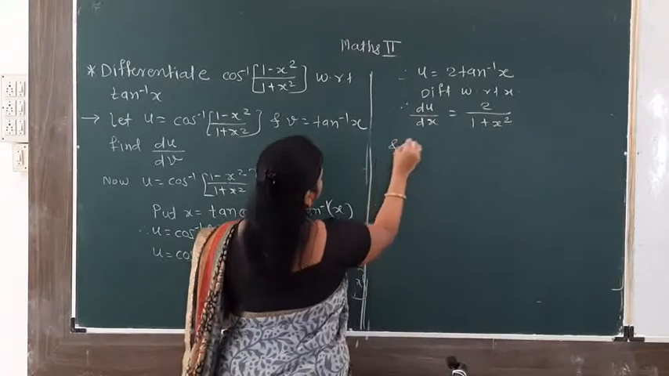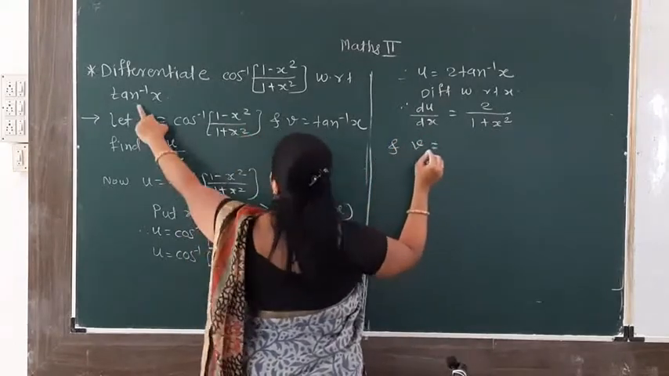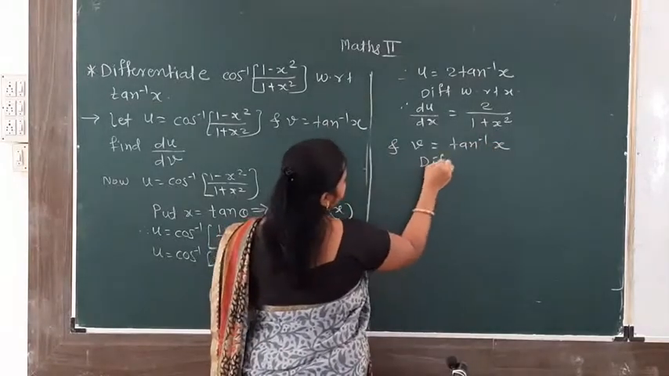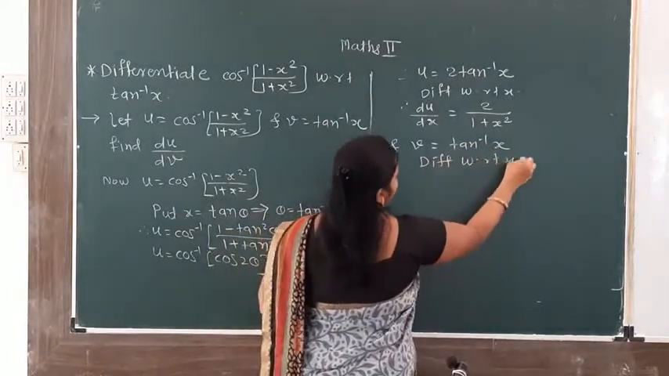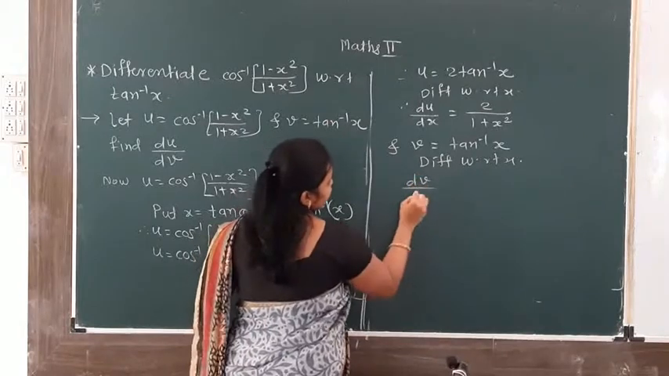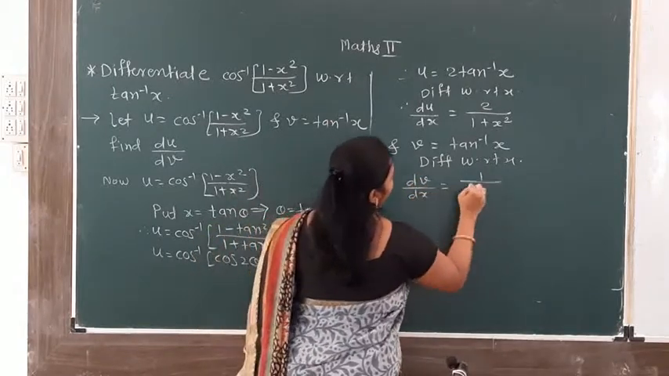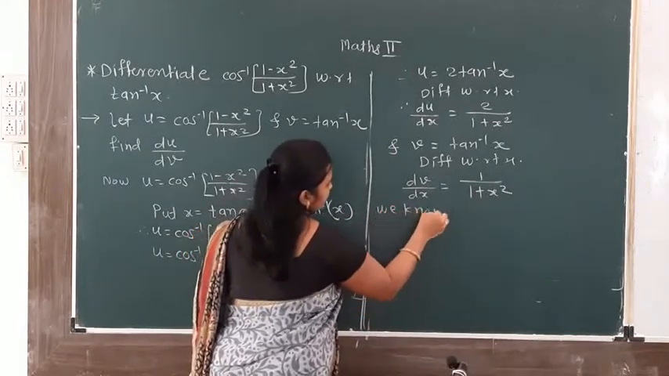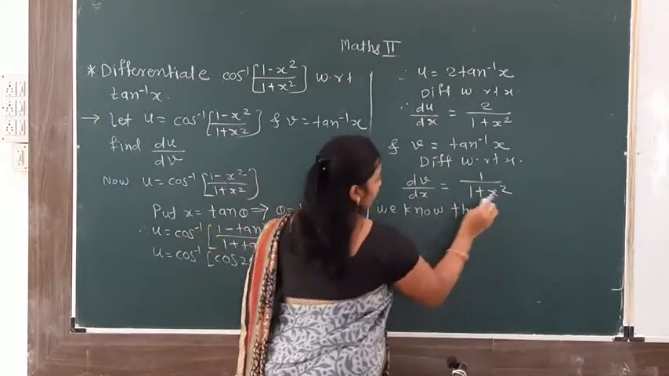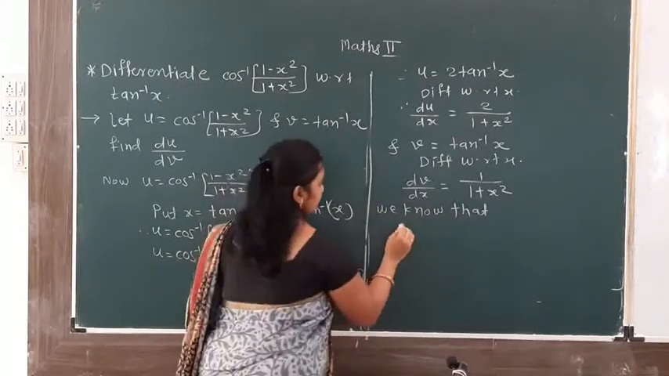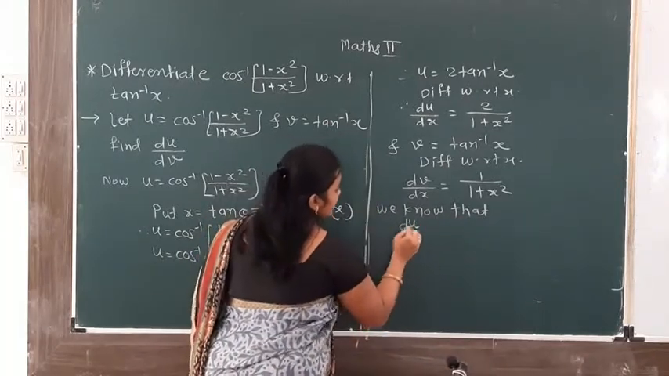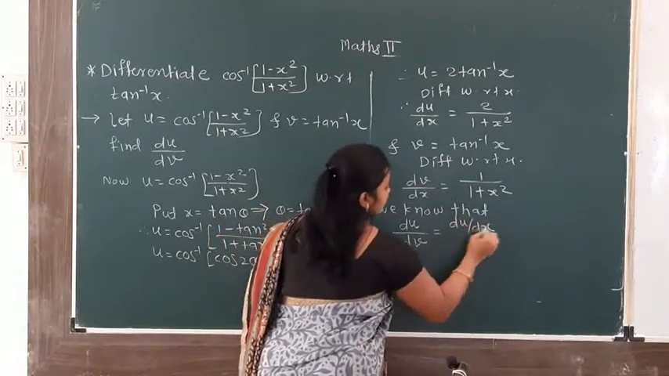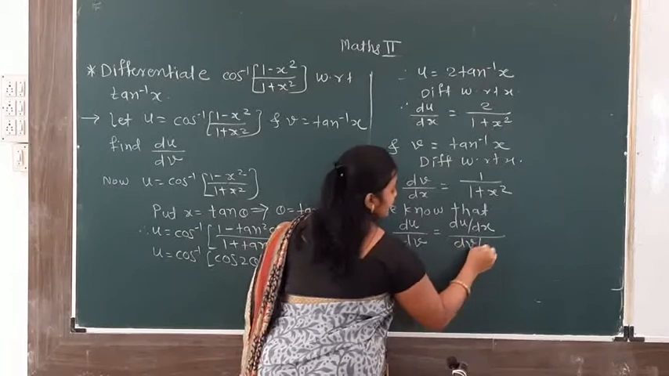And v is equal to, what is v here? Tan inverse of x. So again differentiate with respect to x. So dv by dx is equal to 1 upon 1 plus x square. So we know that by using the formula of the derivative of parametric function, du by dv is equal to du by dx divided by dv by dx.